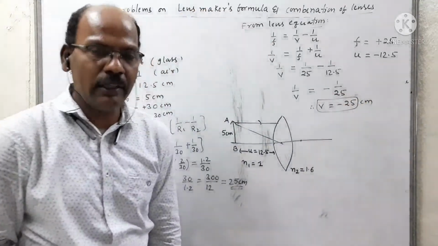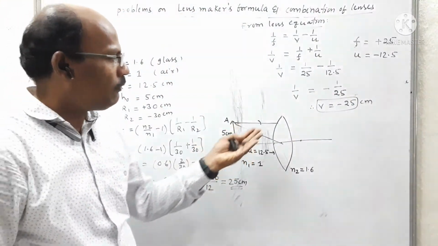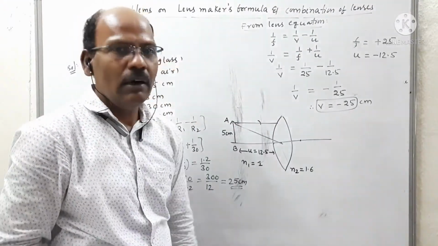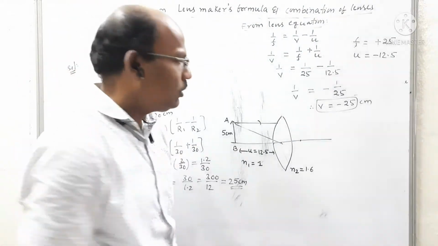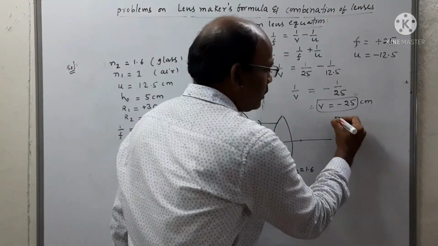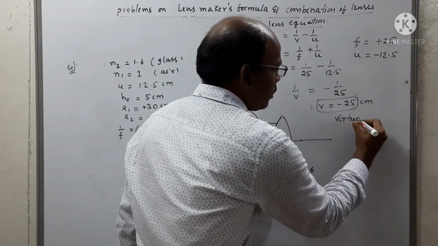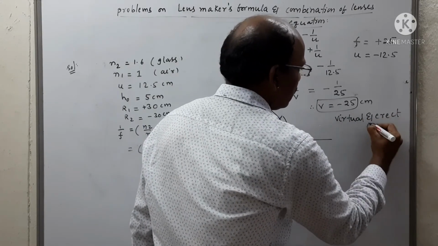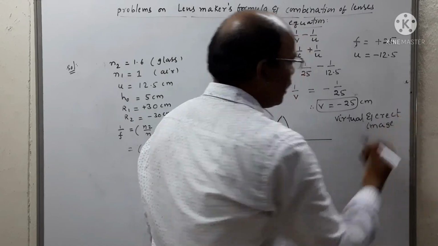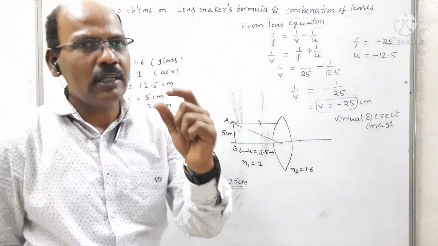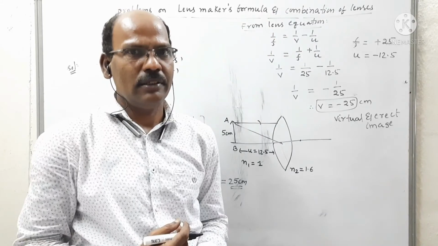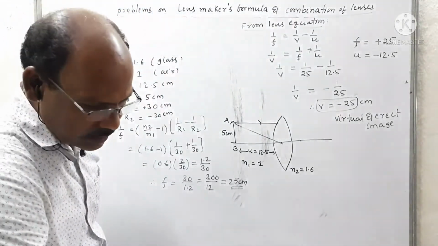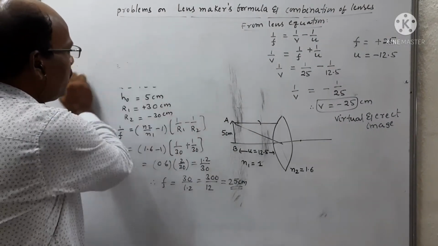Here minus indicates that the image is formed on the same side as the object, which is called a virtual image. So we can clearly say that this is a virtual and erect image, which is formed on the same side. But what is the size of the image? That can be measured by using magnification. How can we measure the magnification?